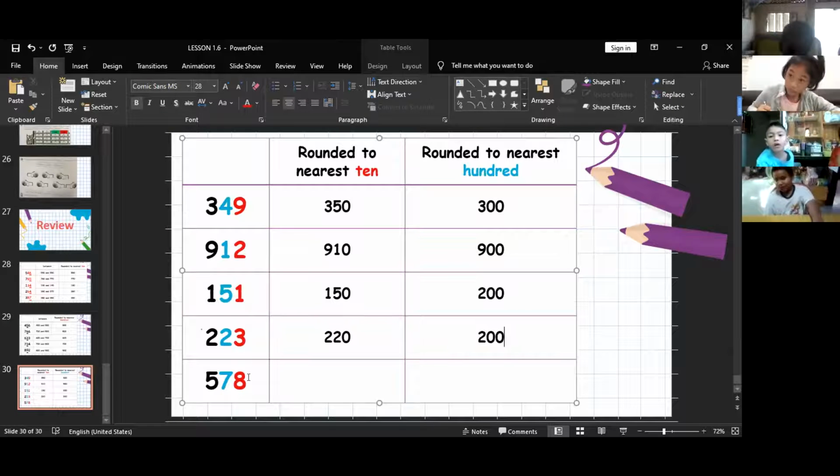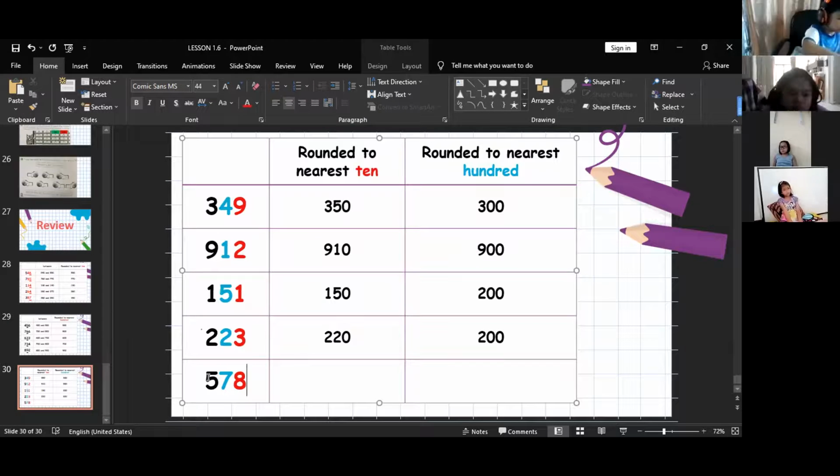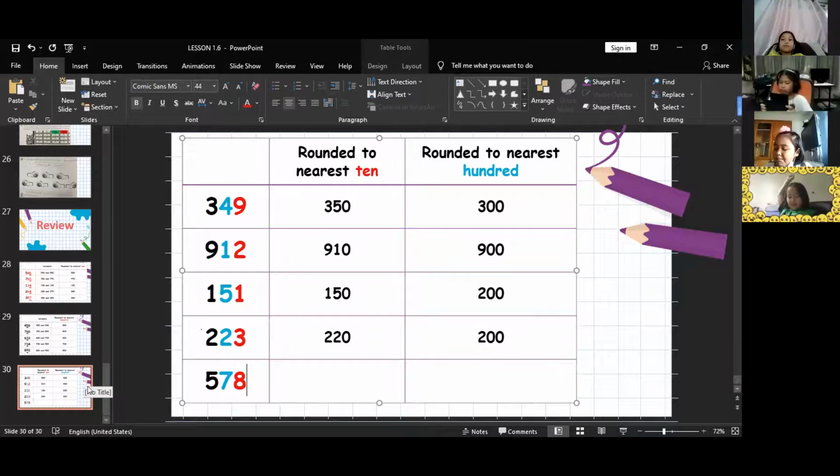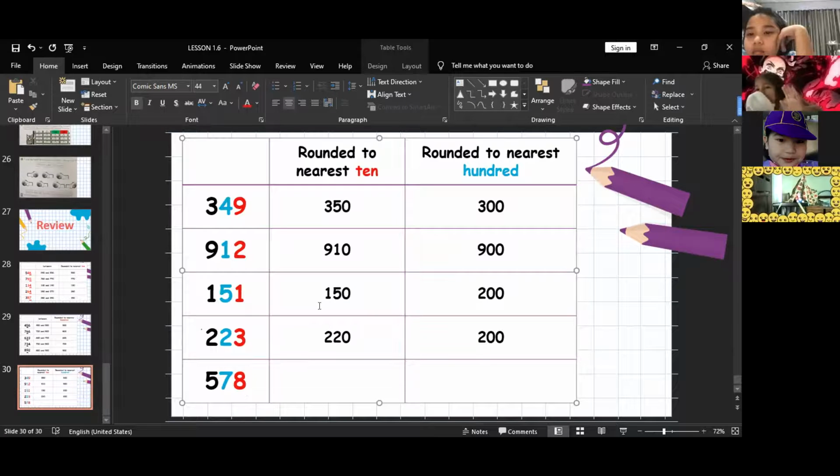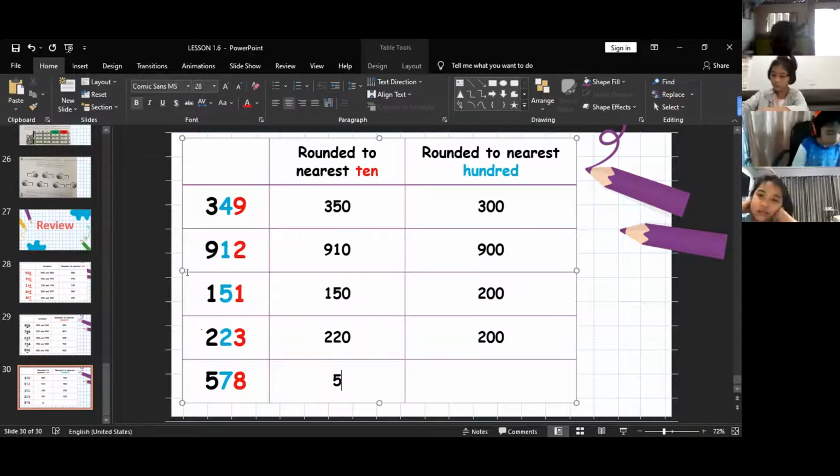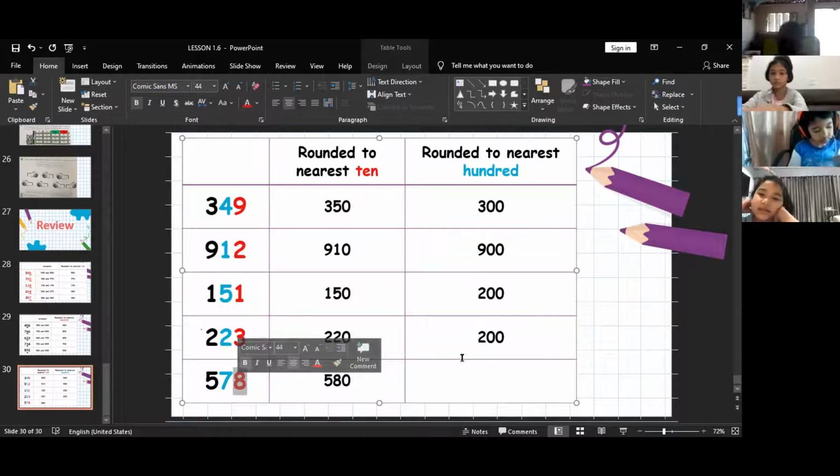Bye-bye. Okay, how about here? The last one. Okay, Popiang, I see you now. Can you read the number? 578. Okay, 578. Round to the nearest 10. What is your answer? 580. Why? Because here, you see the last number here? It's 8. You're going to round up.